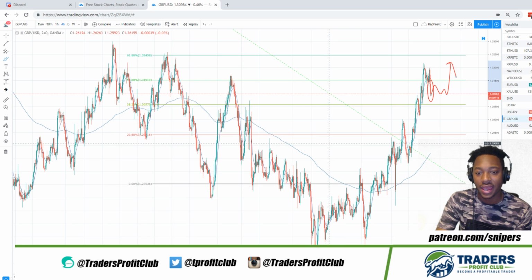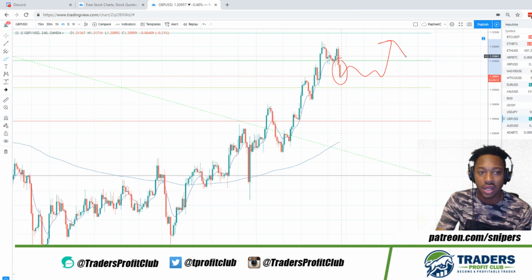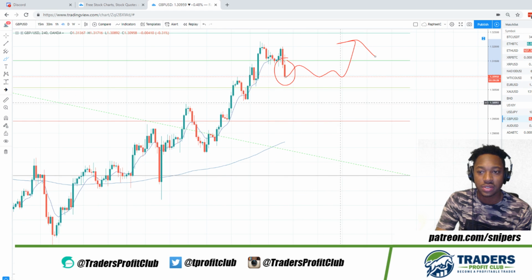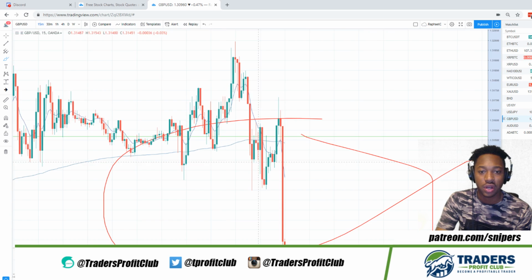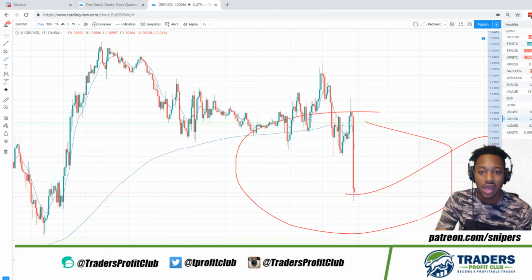There's nothing really big on this. It's just a nice little 4-hour drop to the downside. If we go to the 15-minute chart, we'll see a nice spike to the downside right here. It's just a market stop hunt. They're just trying to get traders to go sell.